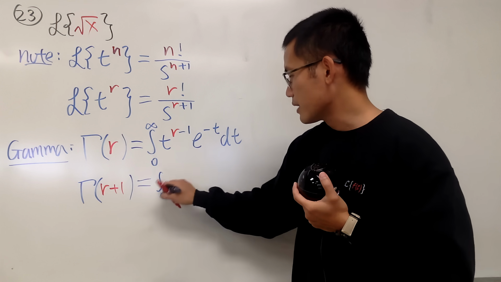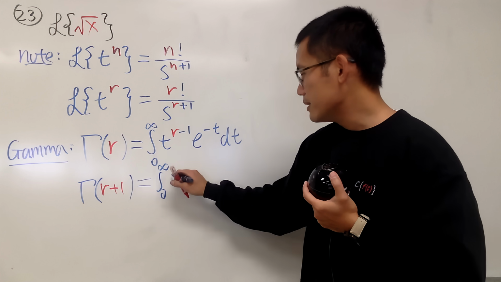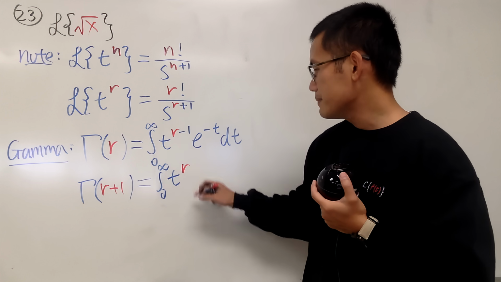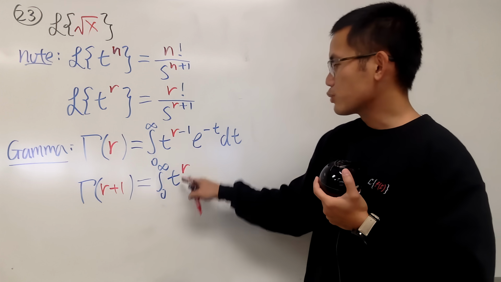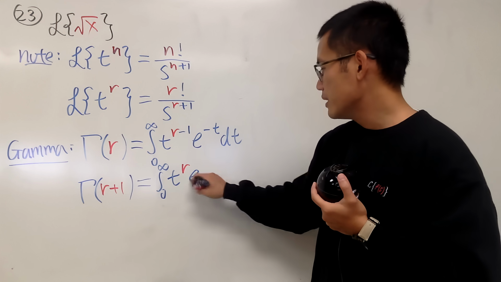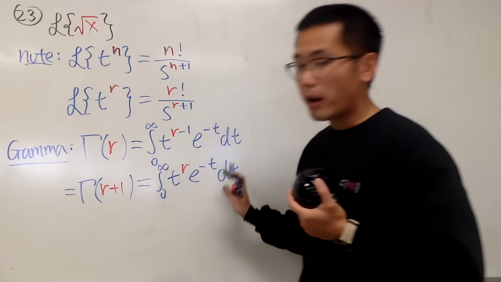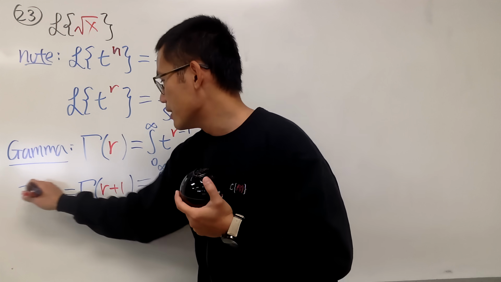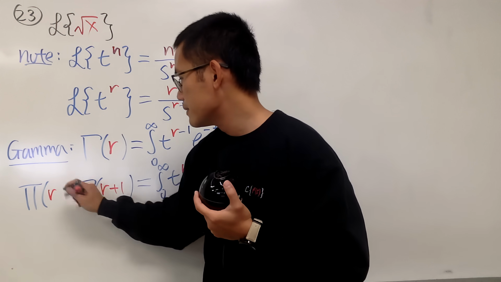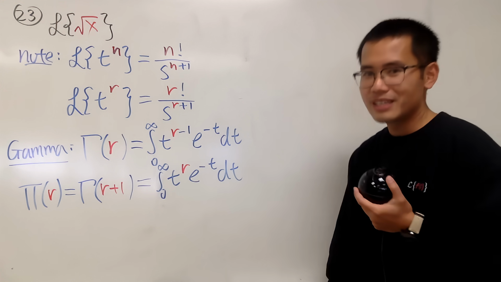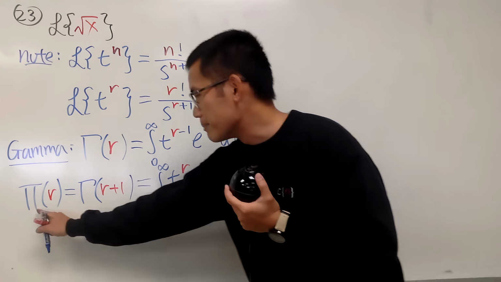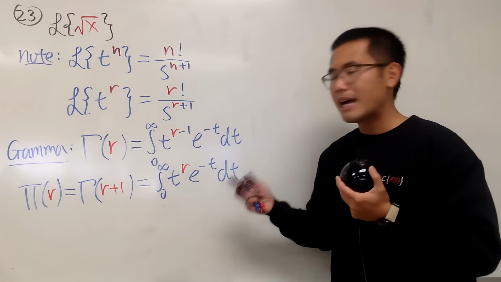Let me actually just write this down. 0 to infinity. T to the r, plus 1 minus 1 just r, yeah? And then e to the negative t dt. And again, this particular one is also called a pi function, and it's just capital pi of r. Right? So I still end up with telling you guys the pi. But this is not a pi, it's just a capital pi function.